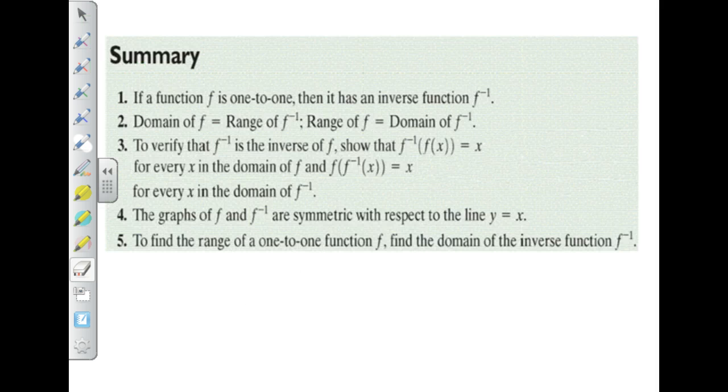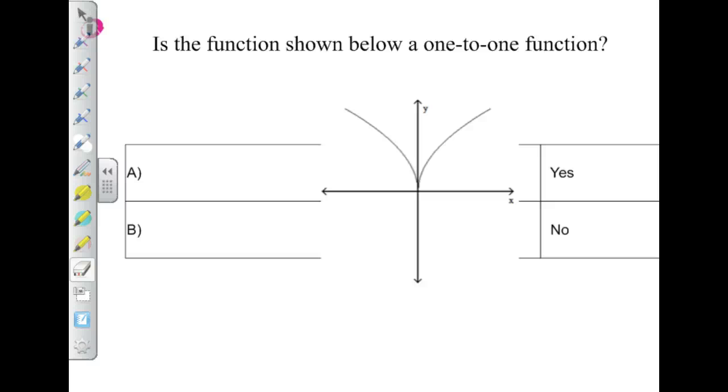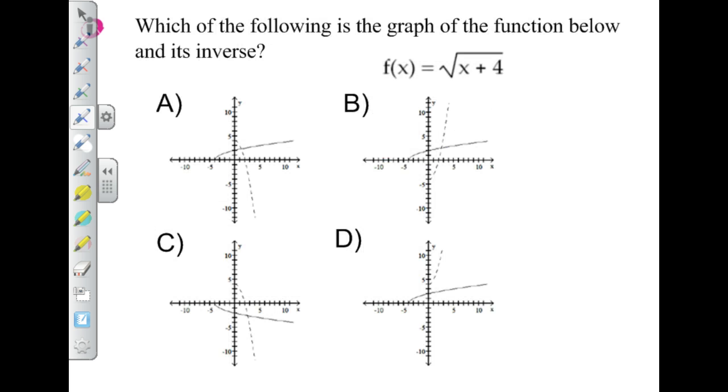So here's a nice little summary of what we've talked about. Multiple choice, yes. No, the vertical line test does not pass. And this one says, let's see, the function is going to shift 4 units to the left. So it could be answer A, B, or D, but it can't be this one because this is facing down and it's not negative.